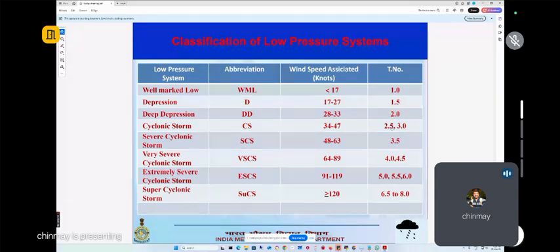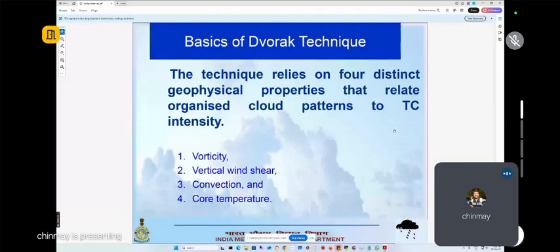Unless a particular low pressure system reaches T 2.5, it is not called a cyclonic storm. So at the genesis, when the low pressure starts to form and reaches a particular intensity, it is called T 1.0. Then it will increase slowly, and finally, when it reaches 2.5, only then is it called a tropical cyclone.